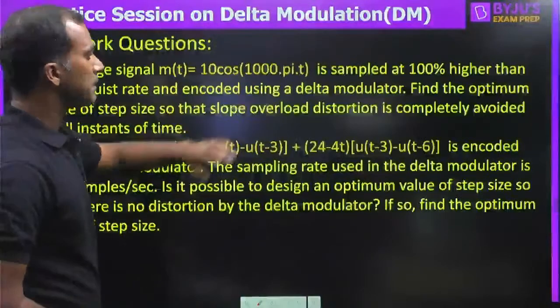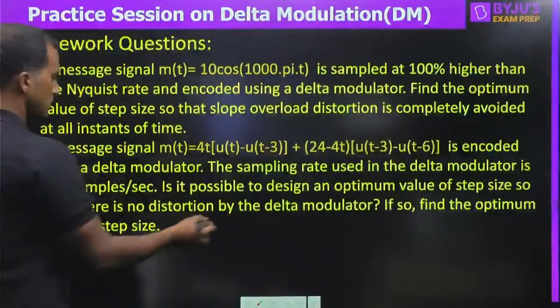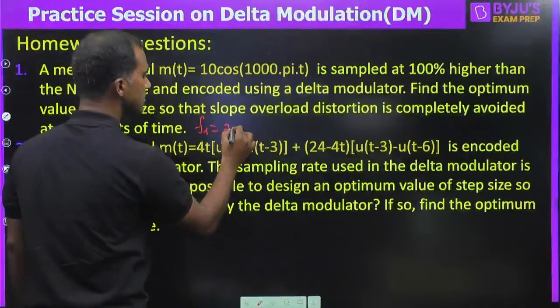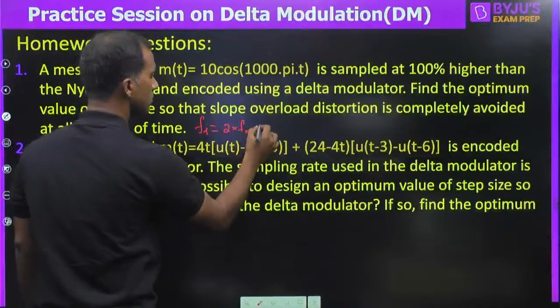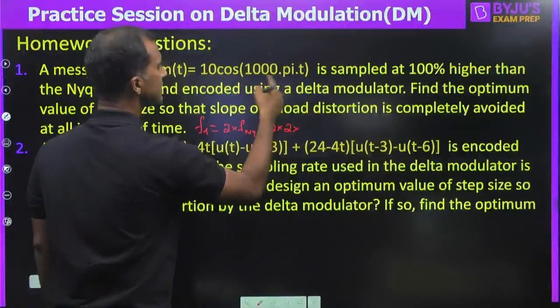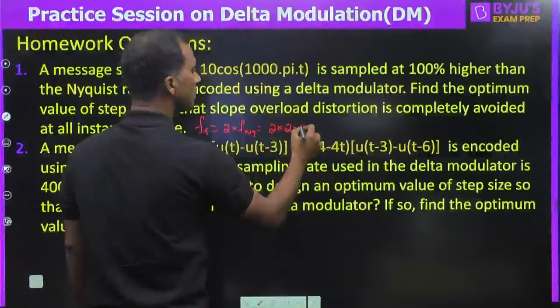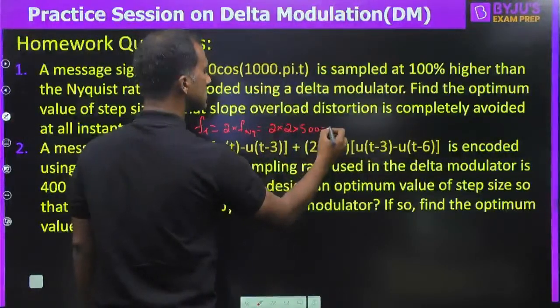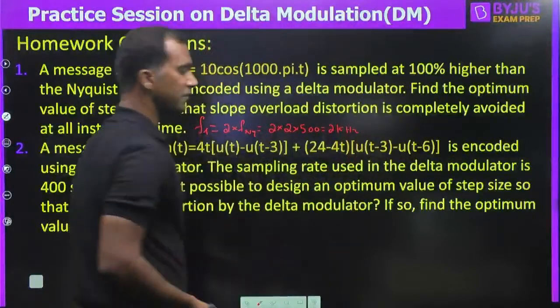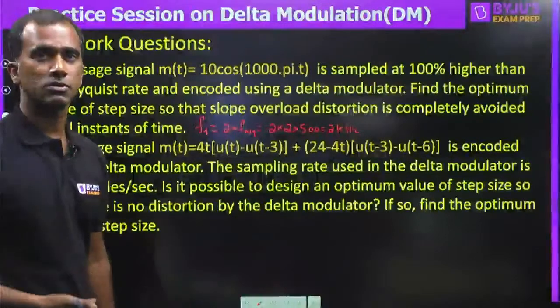The message signal is sampled at 100% higher than the Nyquist rate. So the sampling rate is 100% higher, which means 2 times the Nyquist rate, which is equal to 2 times the bandwidth. Bandwidth here is 1000 pi, meaning the frequency there is 500 hertz. So 2 kilohertz is the sampling frequency, or 2 kilo samples per second you can also say.